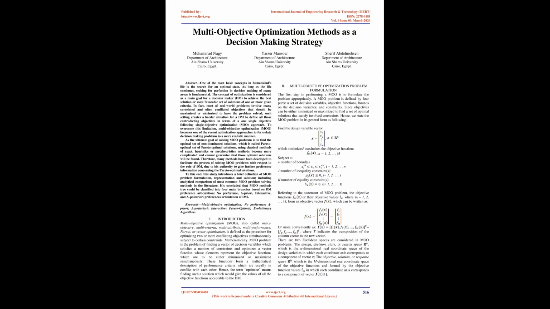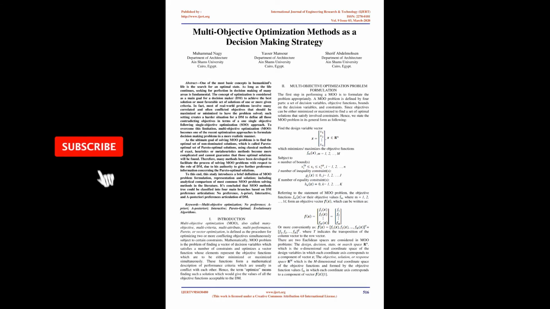To overcome this limitation, multi-objective optimization (MO) has become one of the recent optimization approaches to formulate decision-making problems in a more realistic manner. As the ultimate goal of solving MO problems is to find the optimal set of non-dominated solutions, which is called the Pareto optimal set or Pareto optimal solutions, using classical methods of exact, heuristics or meta-heuristics becomes more complicated and cannot guarantee that those optimal solutions will be found.